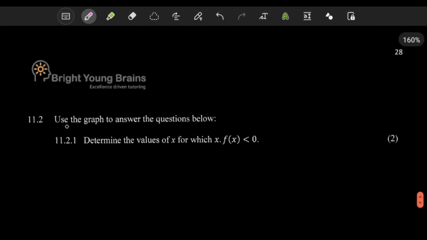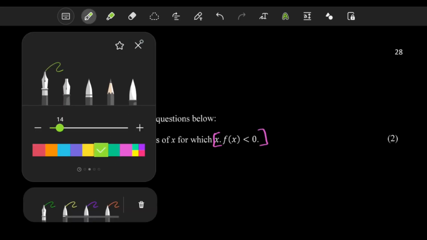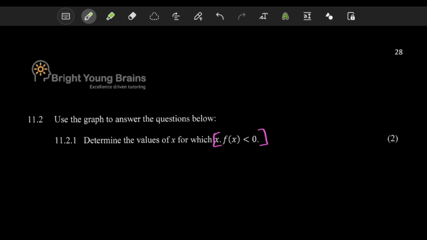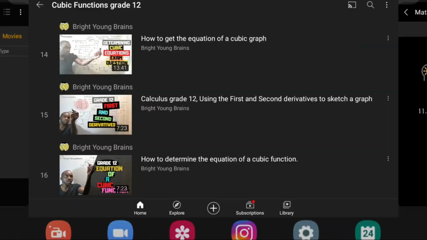For 2 marks, they said use the graph to answer the questions below. Determine the values of x for which this expression is a negative value. So there are questions like these, again, on the main channel, in the inequalities playlist.